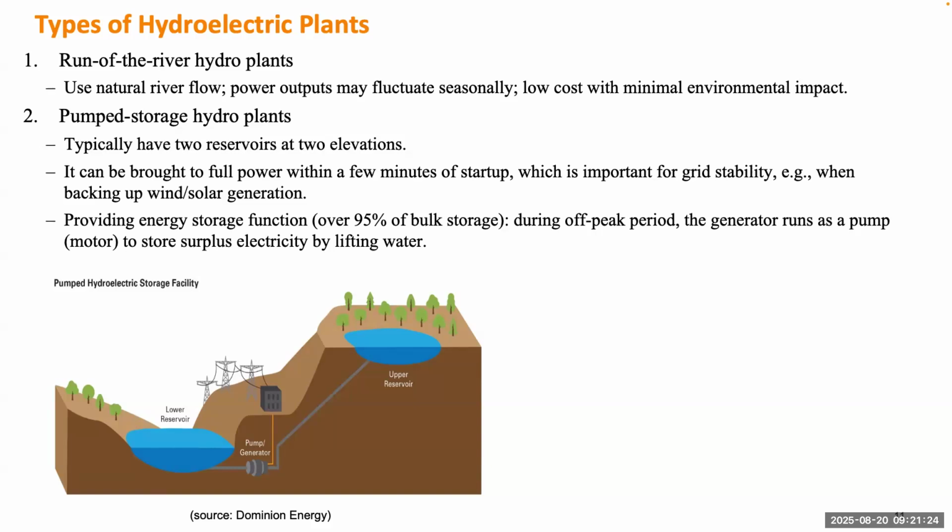The first time I taught this lecture, I checked the percentage of what we call bulk storage, which means large-size energy storage in the power grid. The pumped storage hydro plant took about 99%. But in recent years, a lot of batteries have been installed at the transmission voltage level. So that percentage, based on my recent check, has decreased to 95%, but it's still the majority of the energy storage in the system.